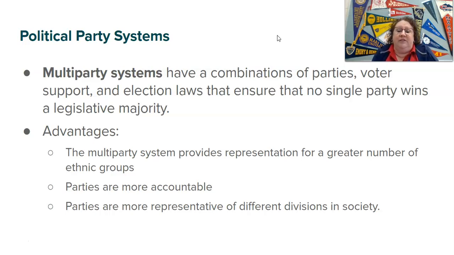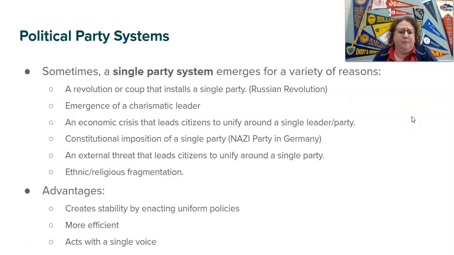So in a multi-party system, we're going to see a much more diverse representation. Parties are more accountable because they're answering directly to people, and they're also more representative. In a two-party system, you're going to see more broader interests. In multi-party systems, you can have very specific parties. Think about in the United States, third parties tend to rise over specific topics or issues. So when you have two-party systems, you often have more catch-all parties.